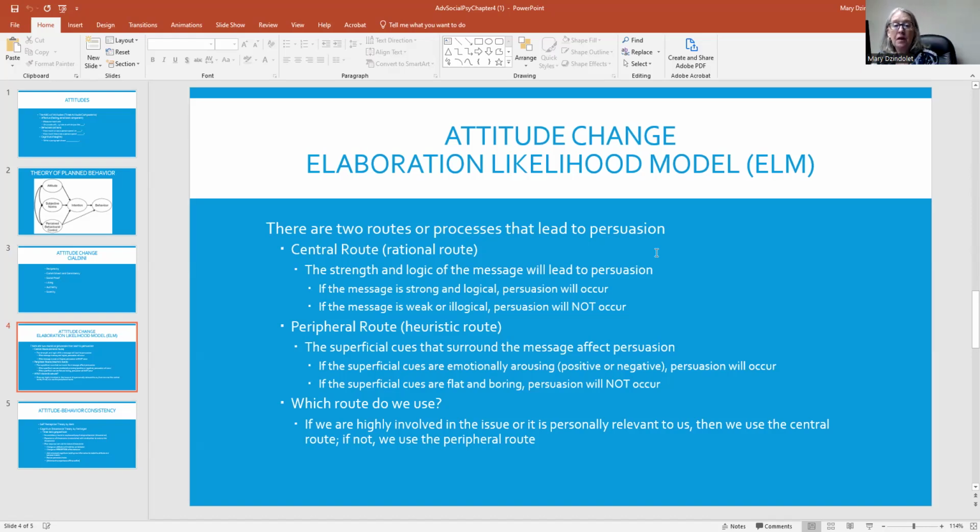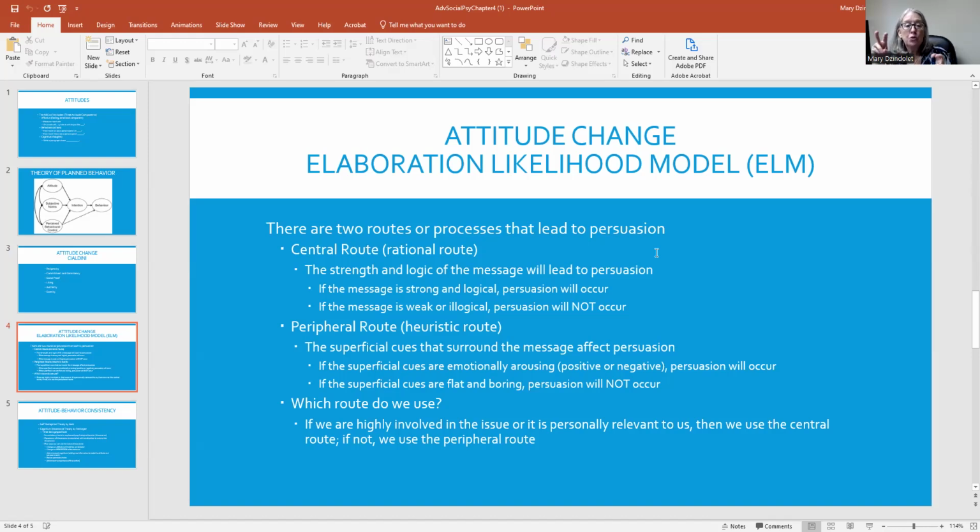So many that Petty and Cacioppo said there can't just be one thing that's affecting persuasion because it's all over the place. And so they came up with their theory where they believe there are 2 different routes or 2 different processes that lead to persuasion. They name one the central route and one the peripheral route. Now, before I go into what happens on each route, I want you to know when they predict that people are likely to use their central route versus their peripheral route.